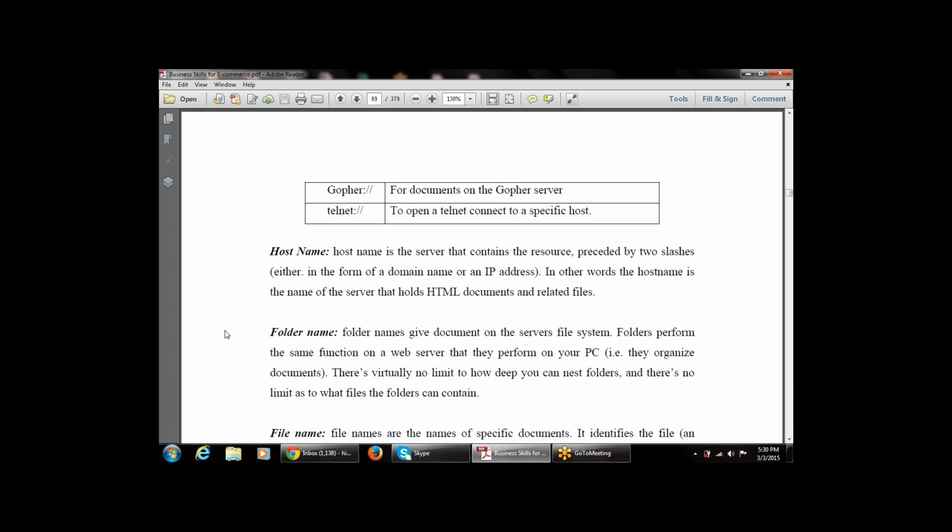There is virtually no limit to how deep you can nest folders, and there is no limit as to what files a folder can contain. So you can go deep into the folders, that is, a folder within a folder, within a folder. There is no limit to how deep you can nest, and no limit as to what files the folder can contain. That is, we can store any number of subfolders in the main folder.